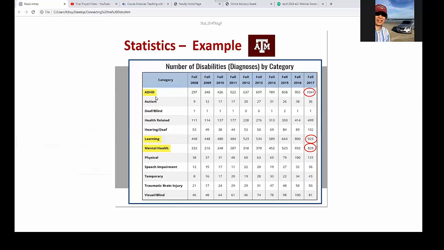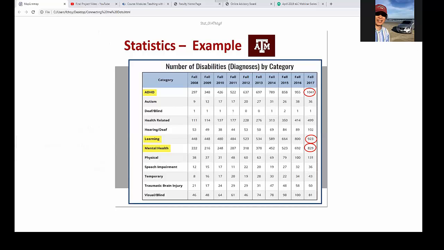But look at these numbers that got highlighted: ADHD, learning disability, mental health. When we thought about our original Section 504, we didn't have this. Back then, ADHD probably was very new, or not even on the radar screen. So let us take a look. They have learning disability almost 1,000, mental health 1,000, ADHD 1,000 or more. But deaf and blind only have one, and then physical disability a very small number. Okay, this is Texas A&M.